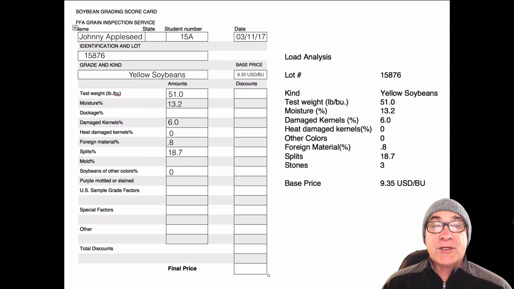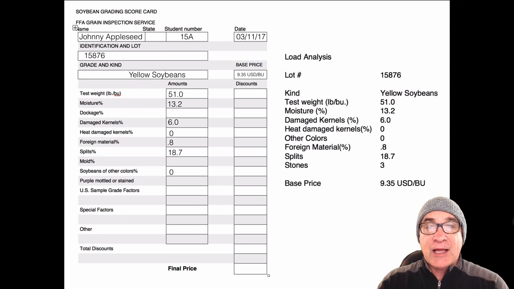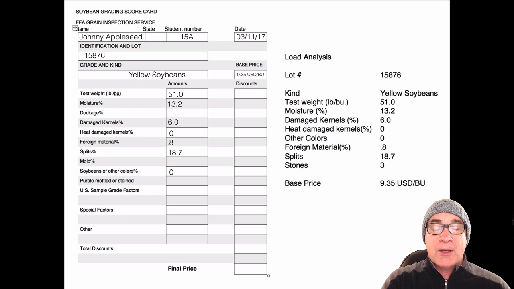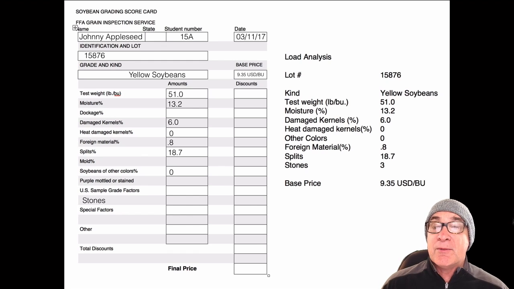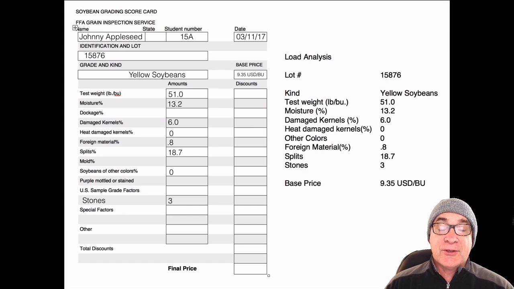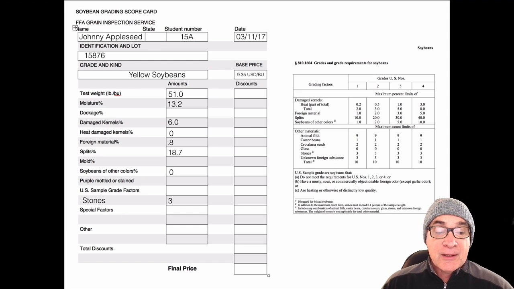Now notice the zeros. If it's in the load analysis as a 0, it goes on the amounts column as a 0. If it's not mentioned, you don't have to put anything there. Also, be very cautious about some of the special factors or special notations, like, for instance, this one, stones. If you read in the USDA grain grading standards, they might have a maximum or minimum of stones or something of that nature. Sometimes it's a smell.